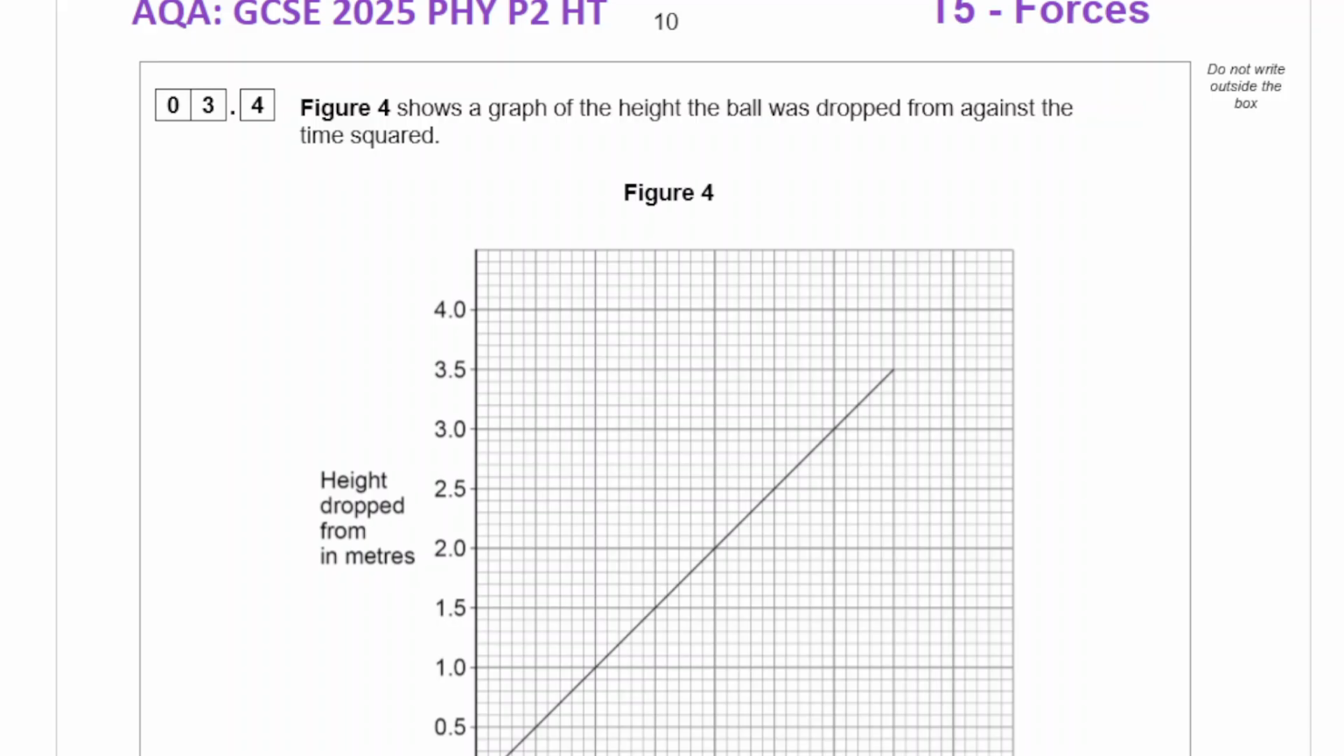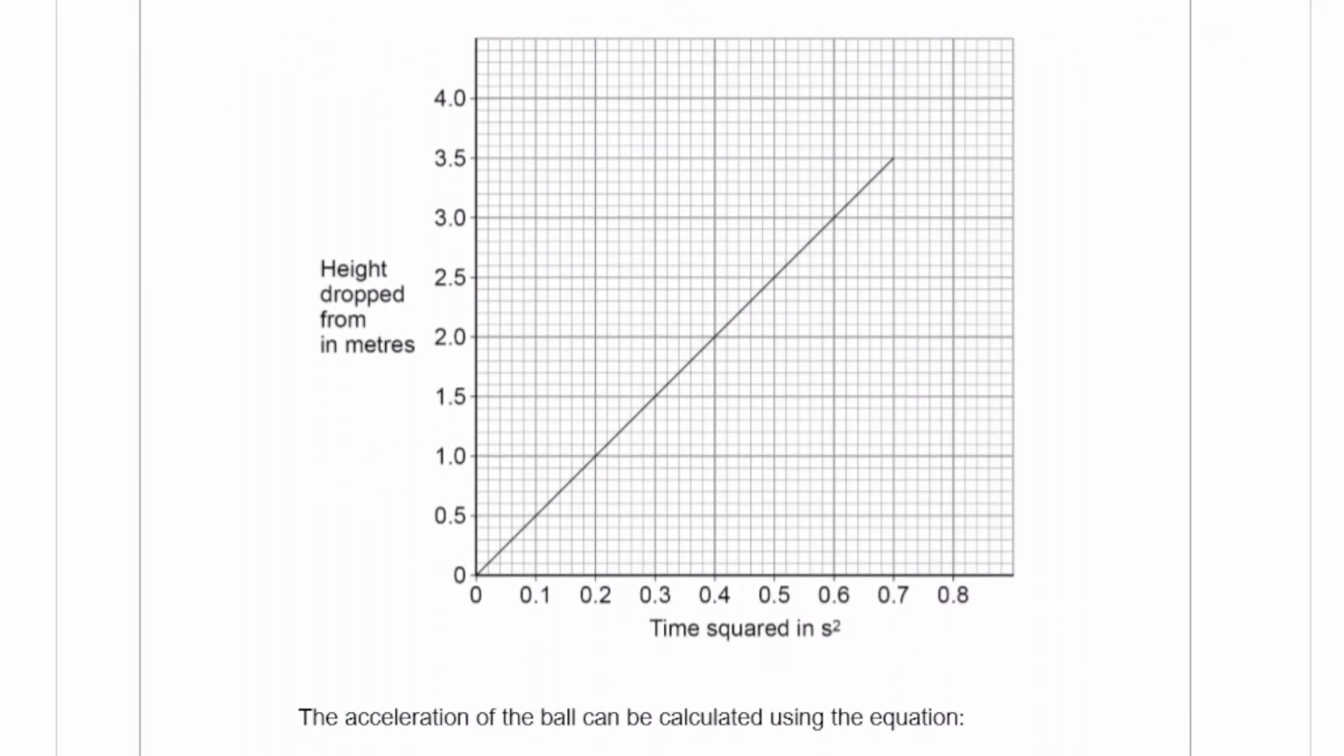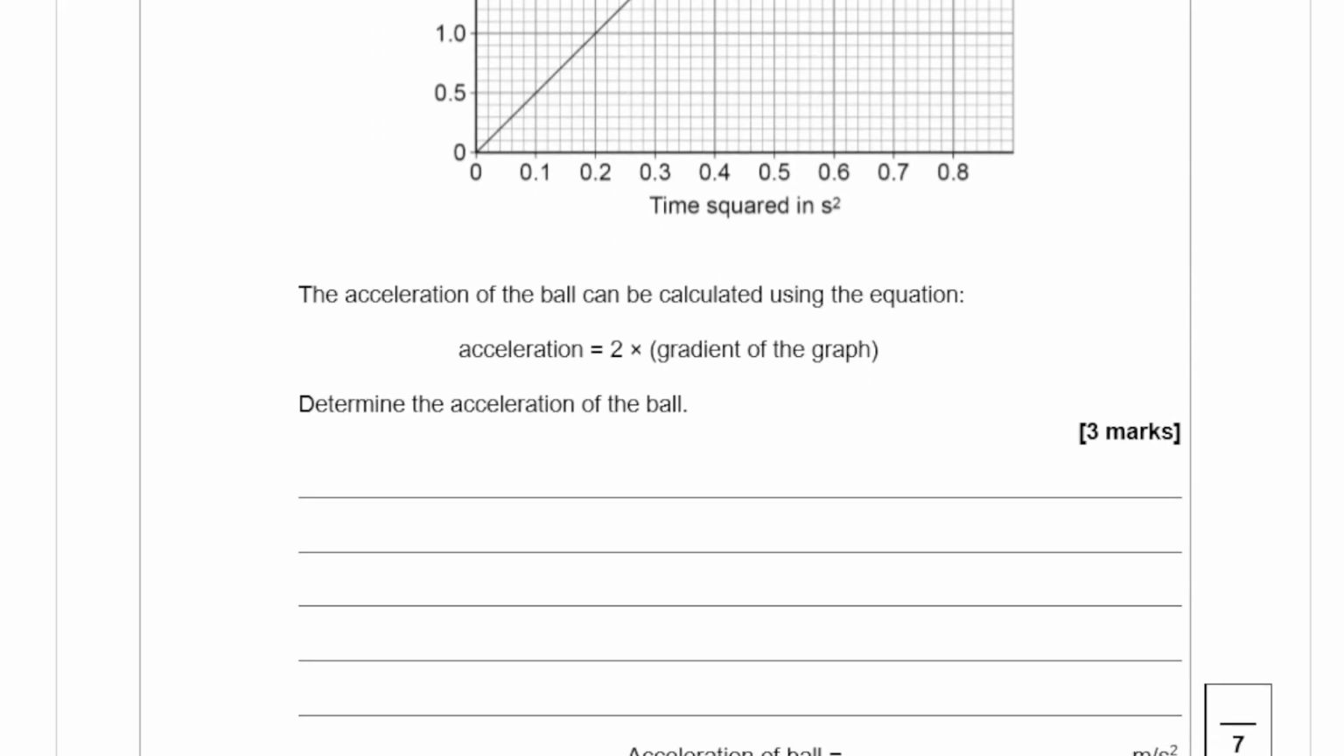3.4. Figure 4 shows a graph of the height the ball was dropped from against the time squared. So it looks like it's a directly proportional graph. It's a straight line. The acceleration of the ball can be calculated using the equation acceleration equals 2 multiplied by the gradient of the graph. Determine the acceleration of the ball.